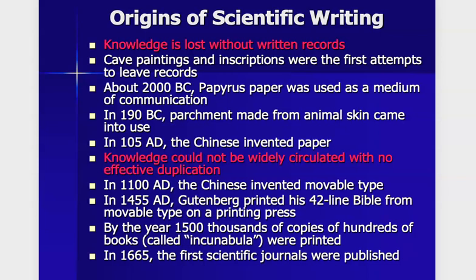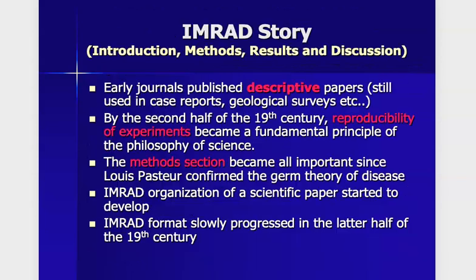By the year 1500, thousands of copies of books called incunabula were printed. In 1665, the first scientific journal was published. So scientific publication has been in vogue since 1665. The IMRAD story: introduction, methods, results, and discussion.